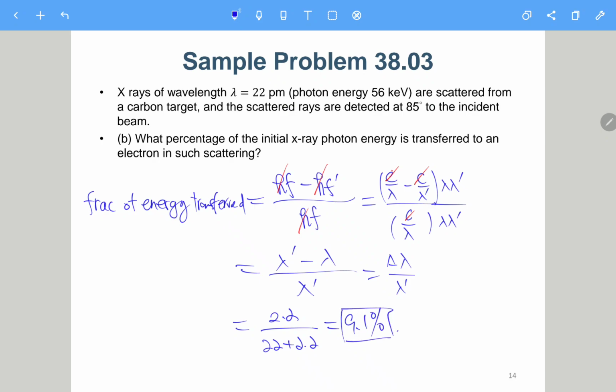So the wavelength is 10% longer, but only 9.1% of the energy is transferred to the electron due to the scattering. Not due to the scattering, to cause the scattering.